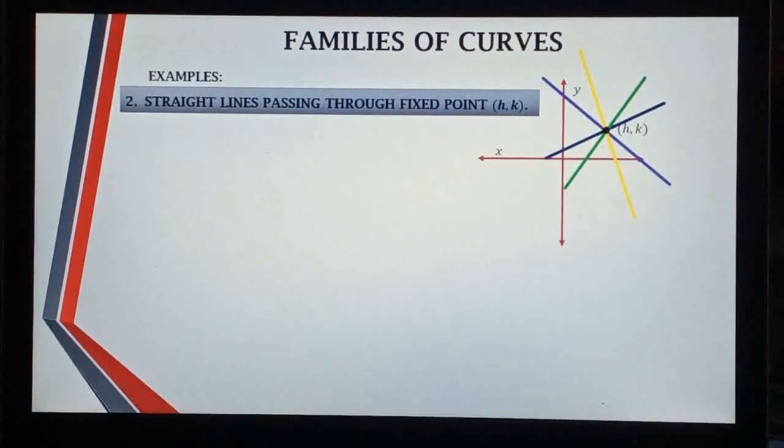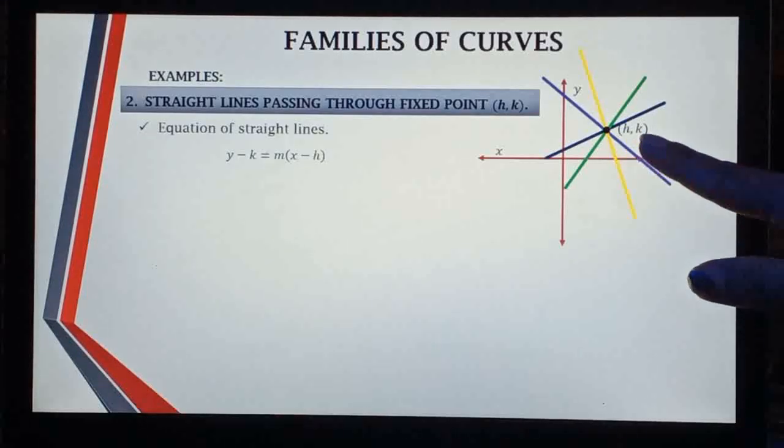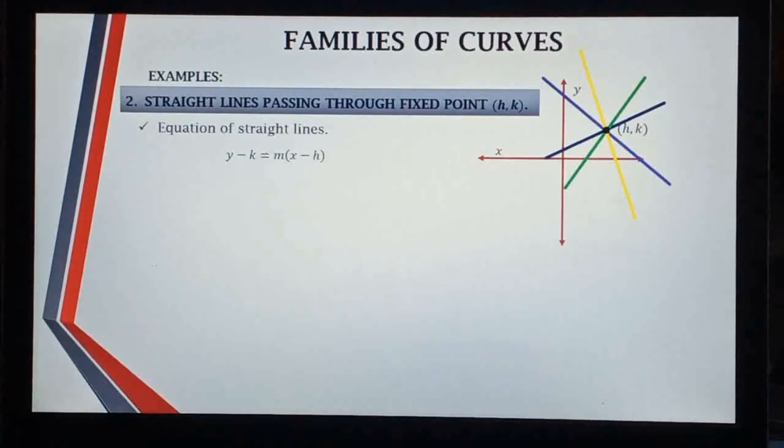So the same equation, you have to use the equation of the straight lines. Then the equation of the straight lines is said to be y minus k equals m multiplied to x minus h. Ngayon, hindi na 0 yung value ni h and k kasi wala na siya sa origin. Pero, sinabi na fixed point si h and k. So, meaning to say, hindi mo siya kailangang i-eliminate kasi fix yung value niya.